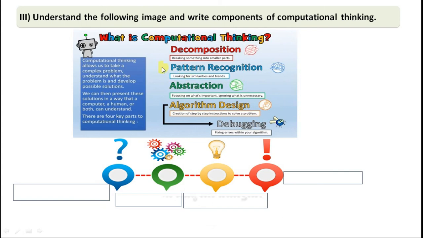Children, here we have to write in a proper sequence and fill this box. Can you guess, children, what is the first one? Yes, it is pattern recognition. The second is abstraction. The other two you will do on your own. Hope you understood this activity.